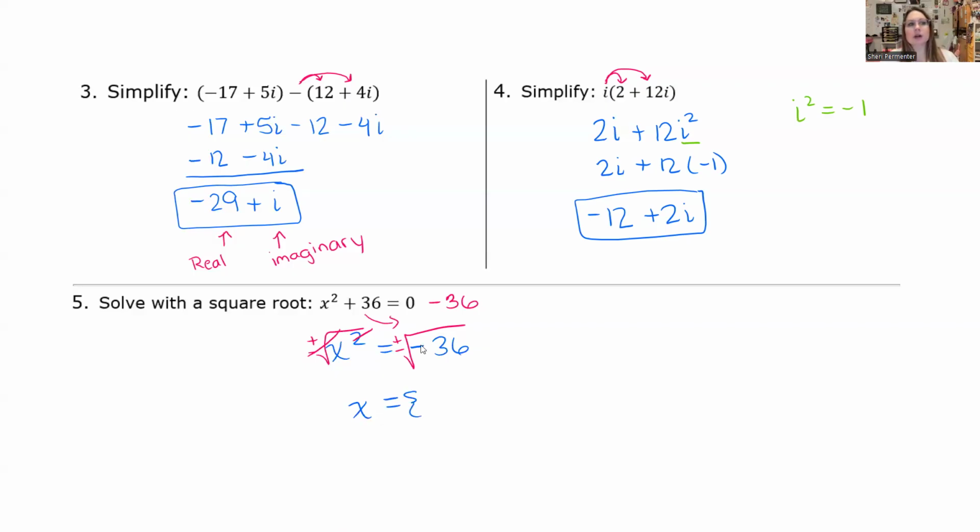What is the square root of, ignore this negative, what's the square root of 36? 6. What's the square root of negative 36? 6i. So I get plus and minus 6i. The square root of a negative number is i, or imaginary.